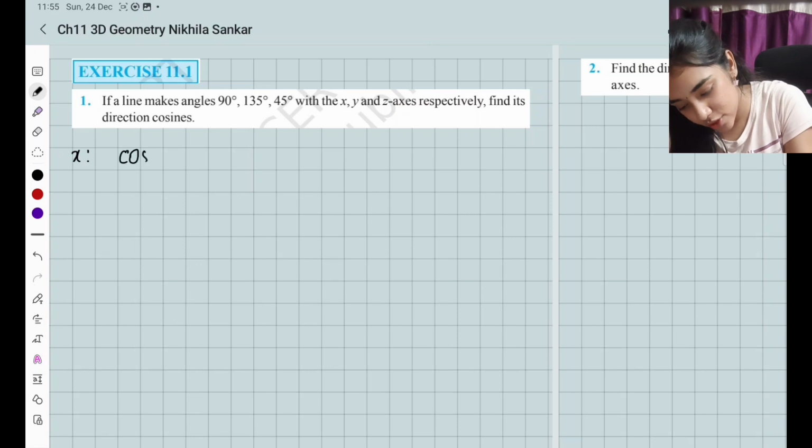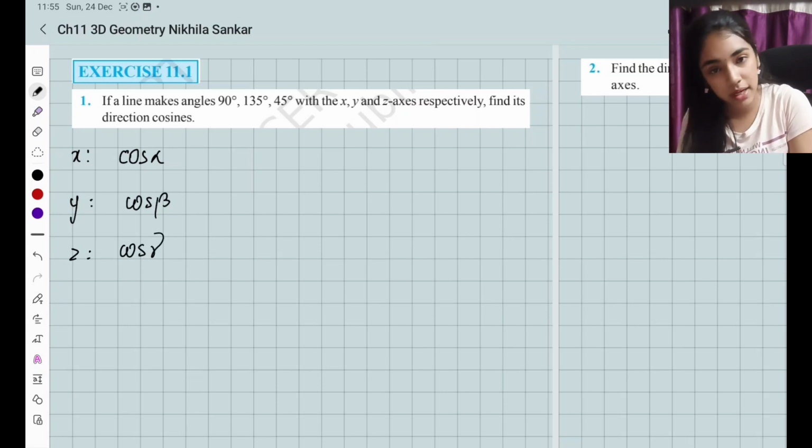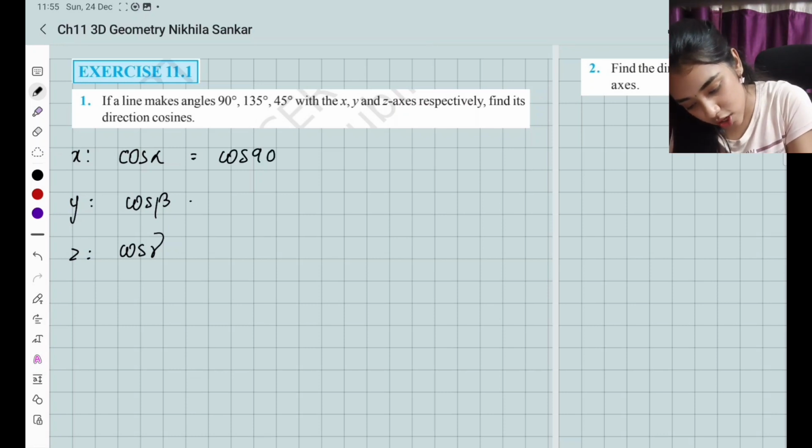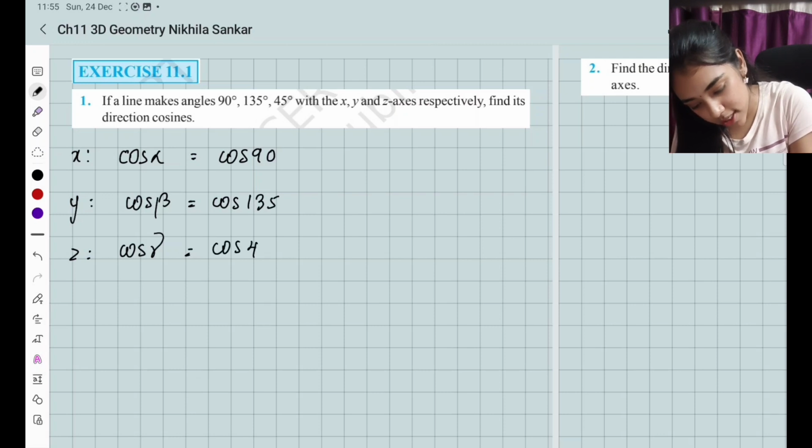X axis ல it is going to be cos alpha, y axis ல it is going to be cos beta and z axis it is going to be cos gamma. Correct? Alpha is the angle that the vector makes with the x axis. Vector வந்து y axis ல என்ன angle பண்ணுது? Beta. And gamma is going to be the angle that the vector makes with the z axis. Okay? Now, it is given that this is cos 90 and this is going to be cos 135 and this is going to be cos 45.